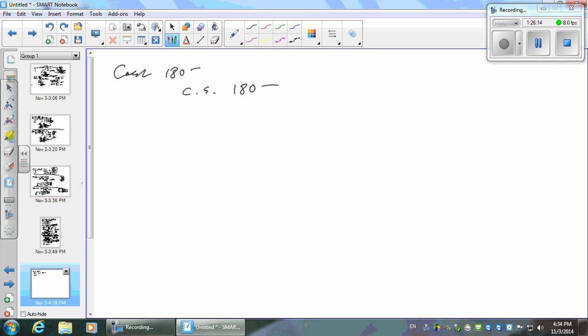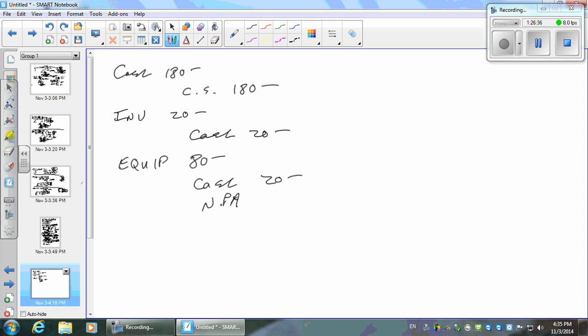Purchase inventory for 20,000 cash, what'd you get? Inventory. You gave up cash. Purchase equipment for $60,000 note payable, I got equipment. I gave up note payable for the rest, 60, okay, good.